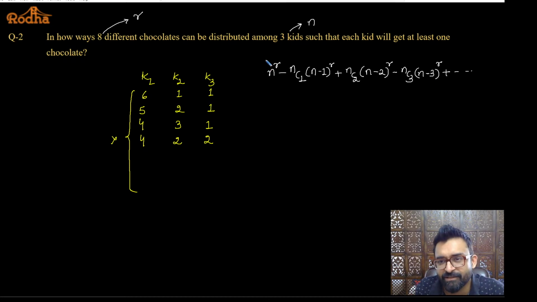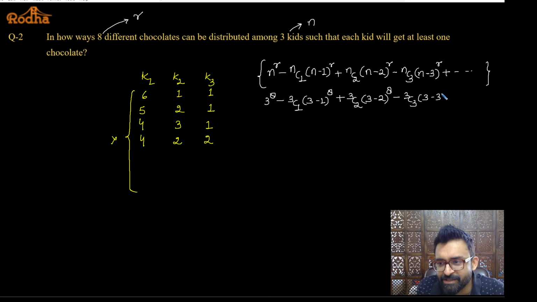How long will we keep going? Once you write it, you will figure it out. Not until we feel like it; we have to have some limit. Obviously it will end, since the value of n is small. That is 3 raised to power 8 minus 3C1 (3 minus 1) raised to the power 8 plus 3C2 (3 minus 2) raised to the power 8. The moment I write 3C3 (3 minus 3) power 8, this will automatically become 0. And once it is 0, I don't have to write anything. That is the total number of ways I can do it.